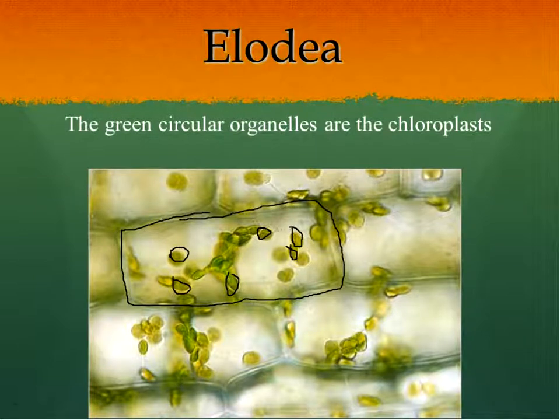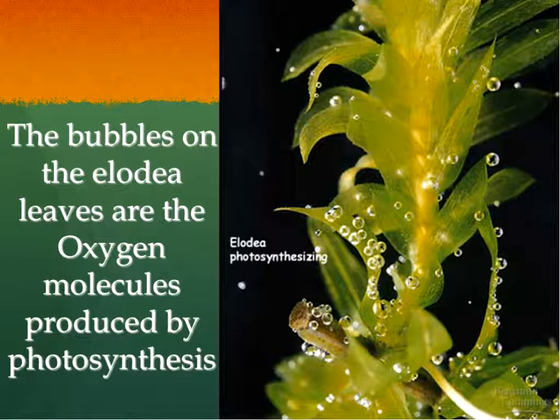So if I were to zoom out, so this is really zoomed in, if I were to zoom out a little bit, I would see this. And these bubbles that are coming off of it are actually oxygen. Remember how oxygen and glucose is made? So if you put a plant underwater, you should actually see bubbles come off of it, because the plant creates oxygen around it. So pretty cool picture.